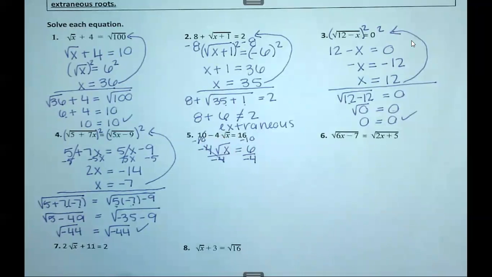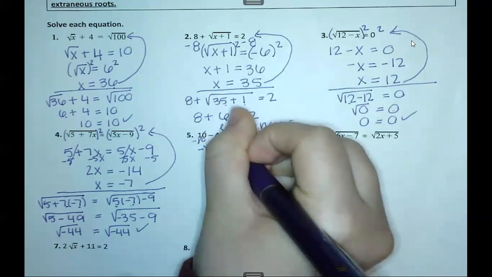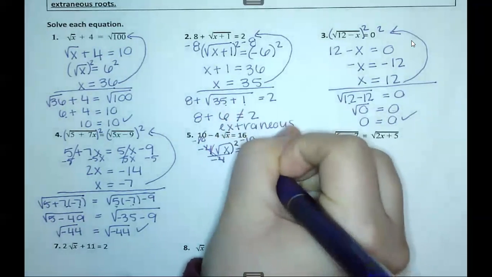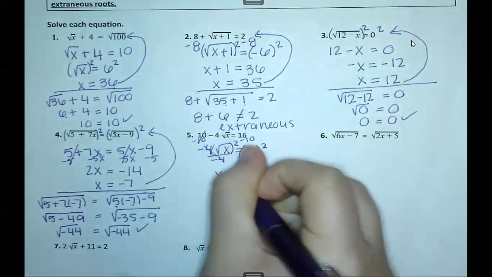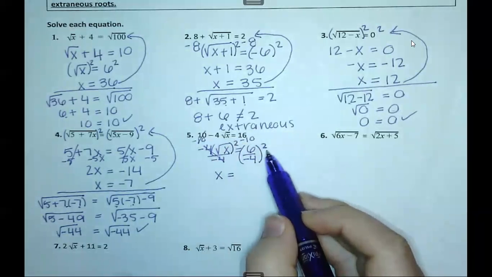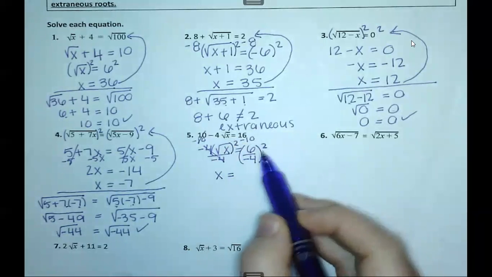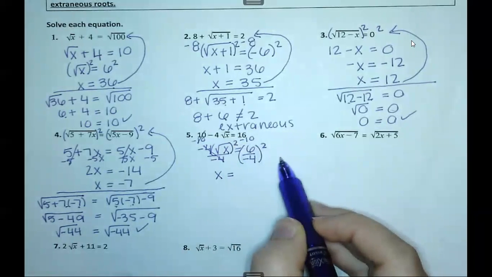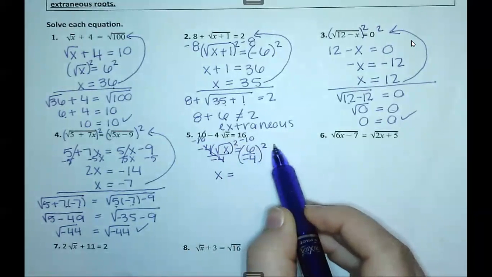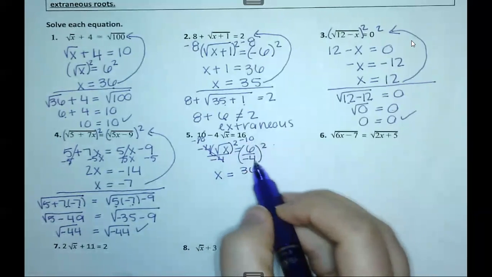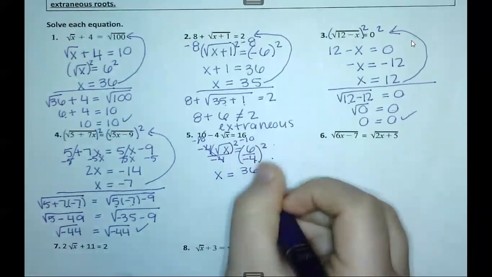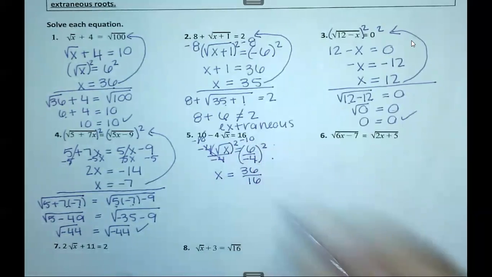rid of the square root. So I'm going to square both sides here. So I would have x equals, now remember, squaring something is like multiplying it times itself, and when you multiply fractions, you multiply top and bottom. So you would have 6 times 6 in the top, which is 36. And -4 times -4 in the bottom would give you +16.